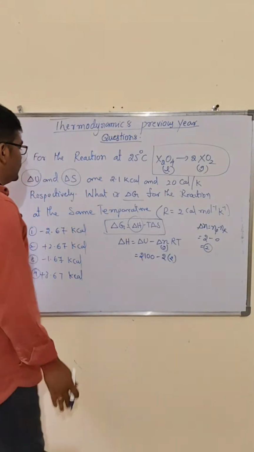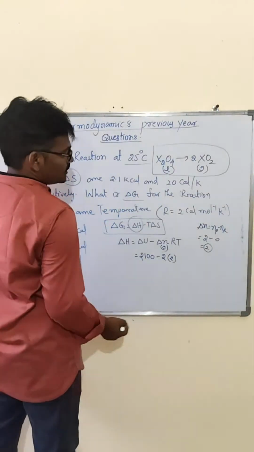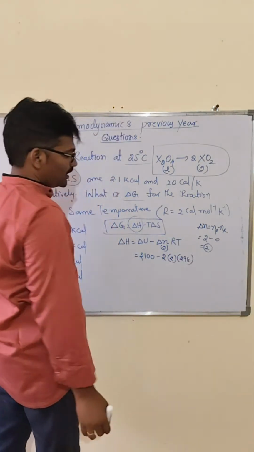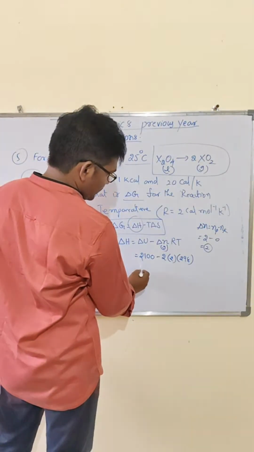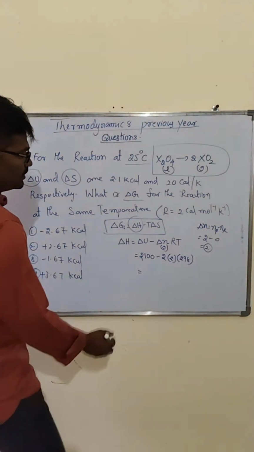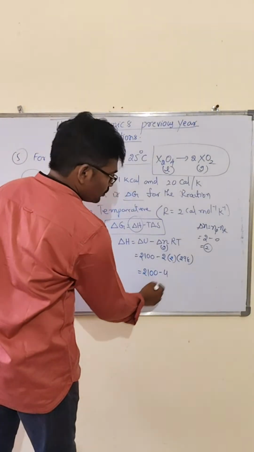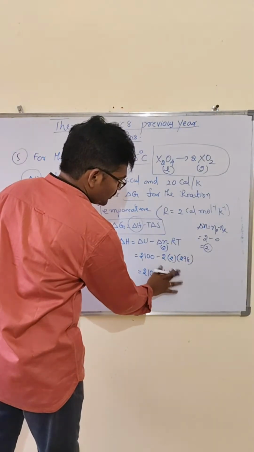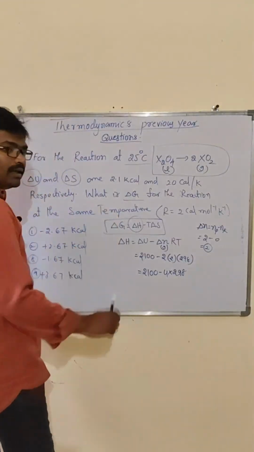Then temperature, how much is mentioned? 25 degrees, nothing but that is 298 kelvins. So 4 into 298 kelvins. So 2100 then minus 4 into 298. Here you can get delta H value.